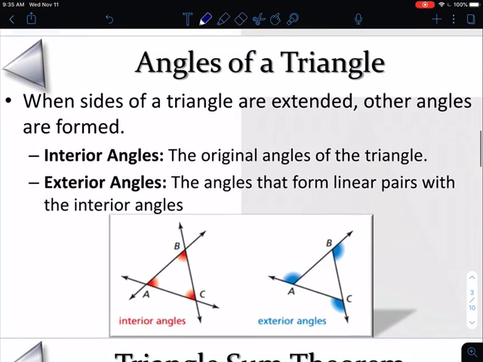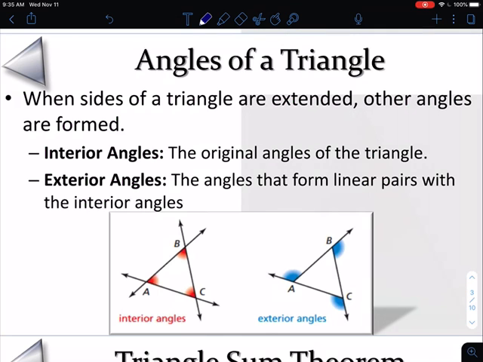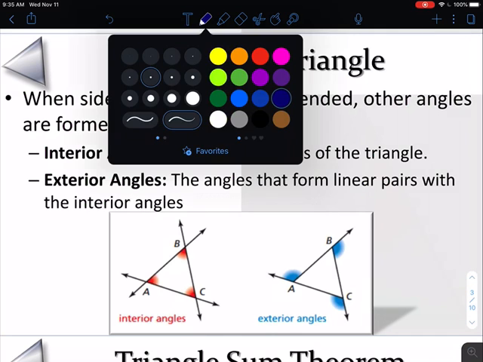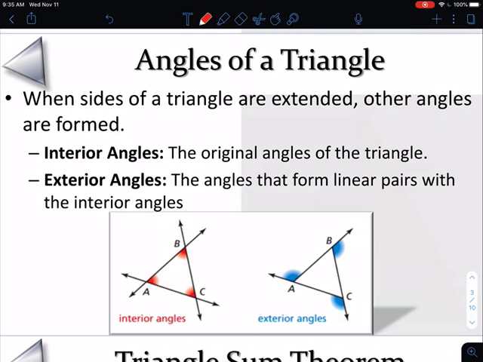Now, as far as angles go, when we start talking about angles of a triangle, there's 2 different sets of angles that we're going to account for. There's the interior angles, which are the angles on the inside of the triangle. So that's what we see down here marked in red. Those are the 3 original angles of the triangle. We're going to talk about a specific property with those on the next slide, but those are important angles to keep note of.